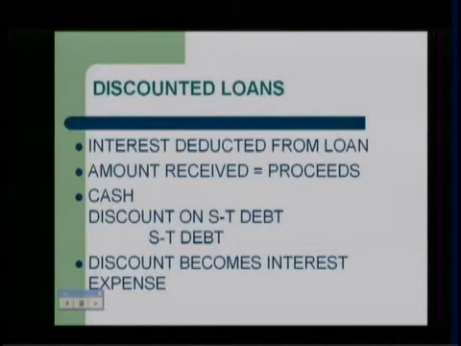Other things that show up on the short-term debt side of the balance sheet are discounted loans. Now that's an interesting concept. What happens in this case is that when you borrow money, you don't receive the face value of the loan. You receive less than the face value because the bank or the lending institution has removed the interest from the amount they're going to pay you. In other words, they've received their interest ahead of time. We call that a discounted loan.